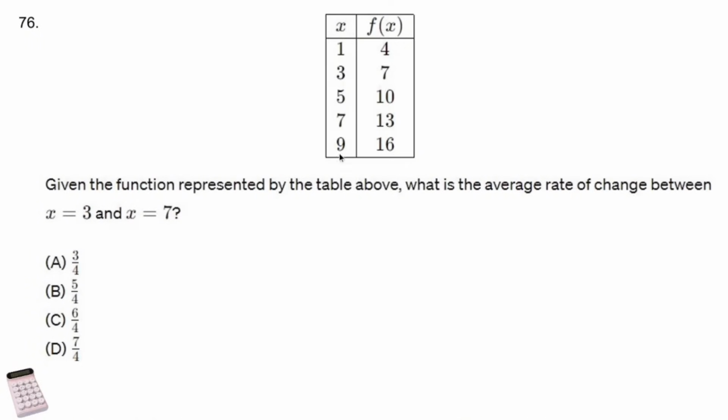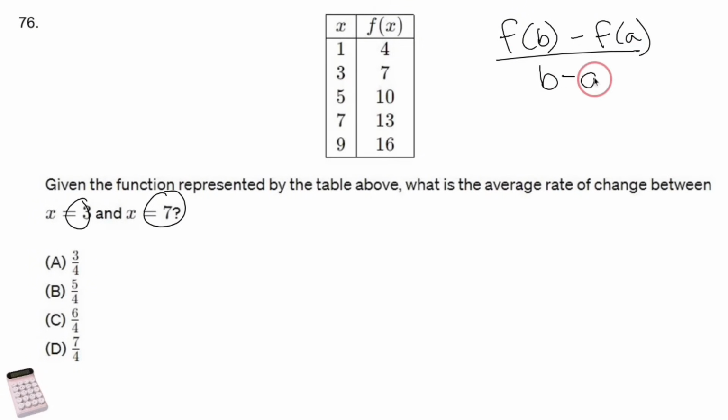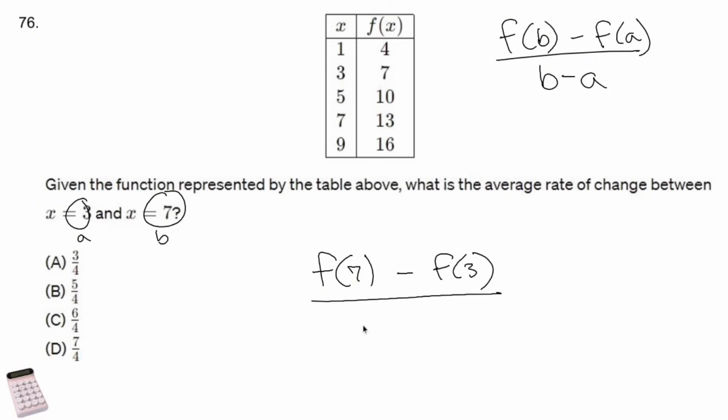Given the function represented by the table above, what is the average rate of change between x equals 3 and x equals 7? Well, I have x and f of x. And the rate of change formula is f of b minus f of a over b minus a. You would be an a, you would be a b. So what I have to do is find out f of 7 minus f of 3 over 7 minus 3.